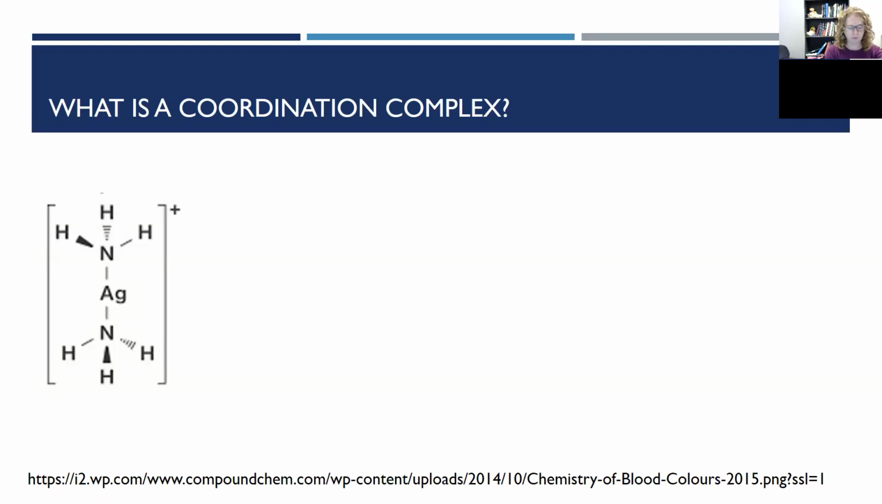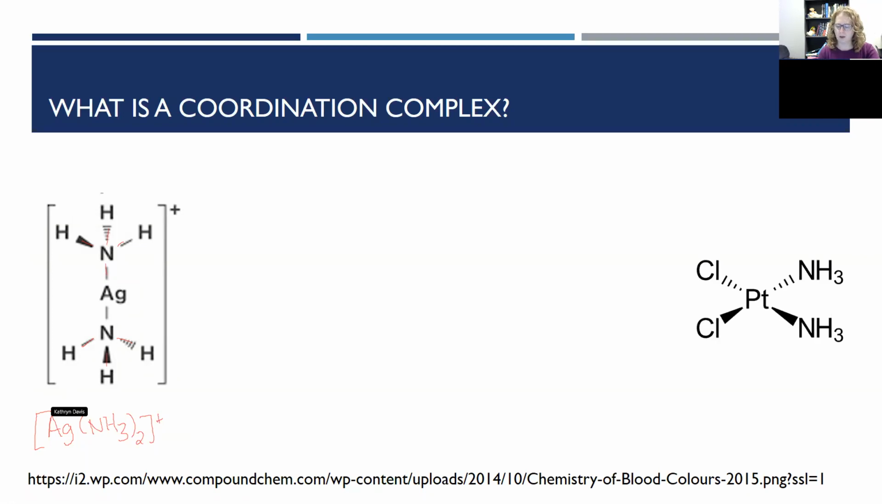And here's one example. It's kind of a simple one. It's a silver with two ammonias, right? You see the NH3 right here, and then another one right here, and a positive charge. This one is a little more complicated, right? It's got a platinum, and it's got two chlorines, and it's got two ammonias.